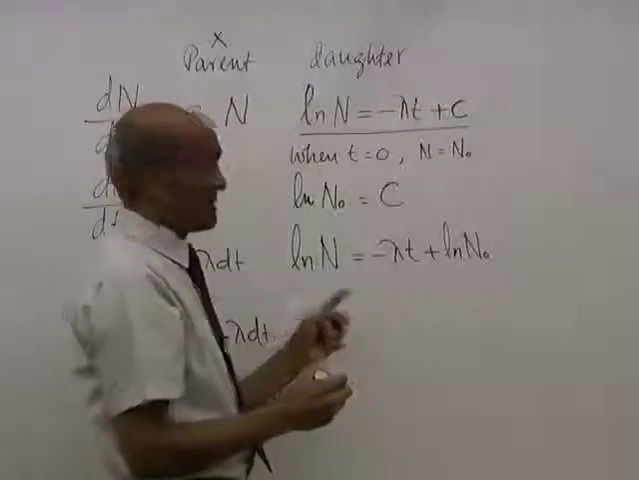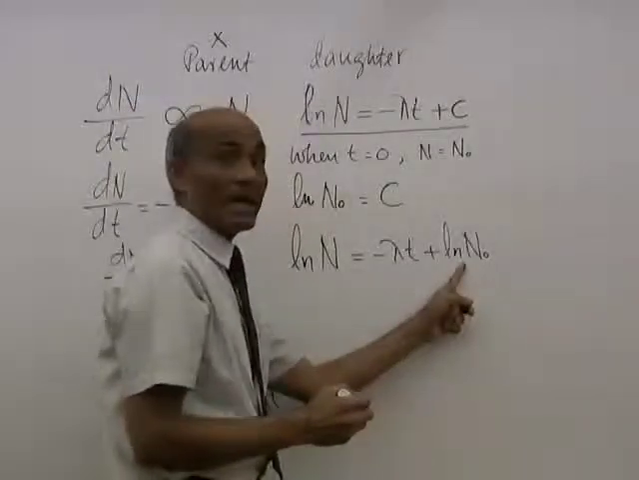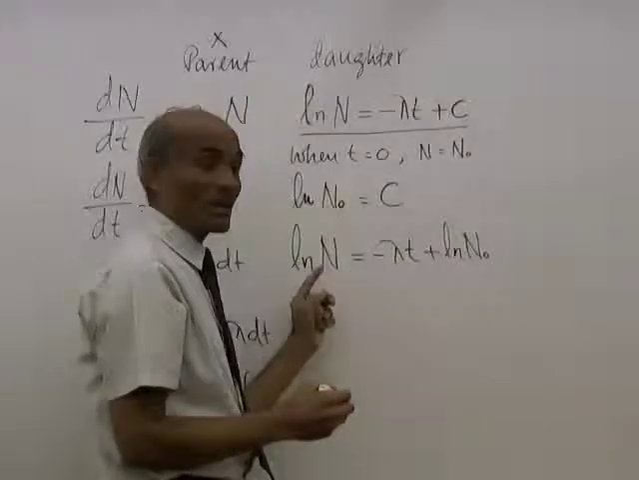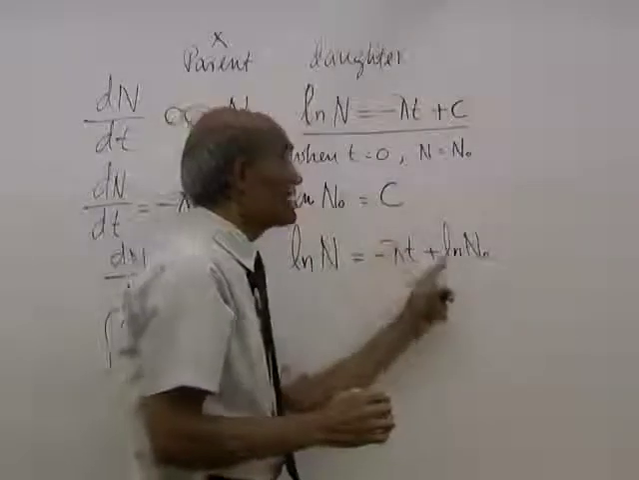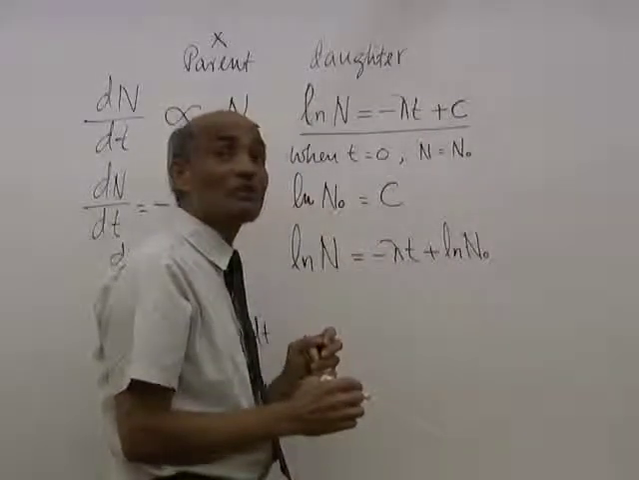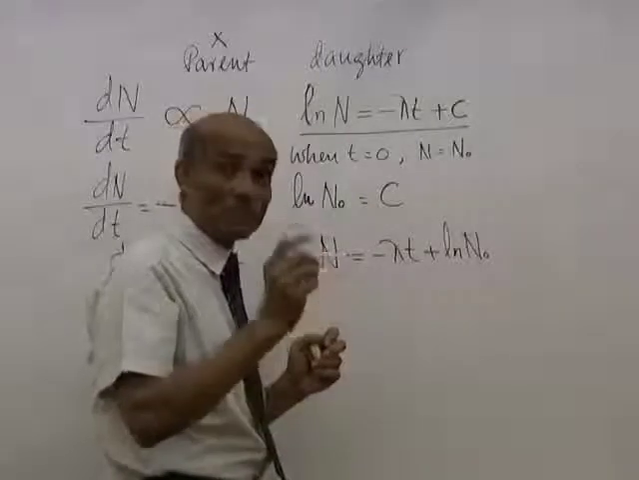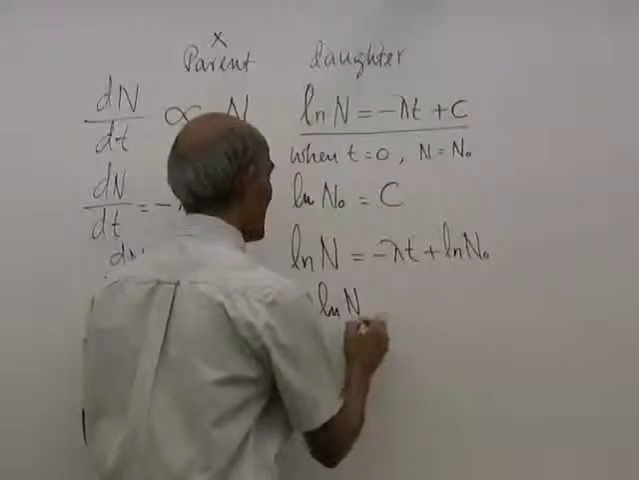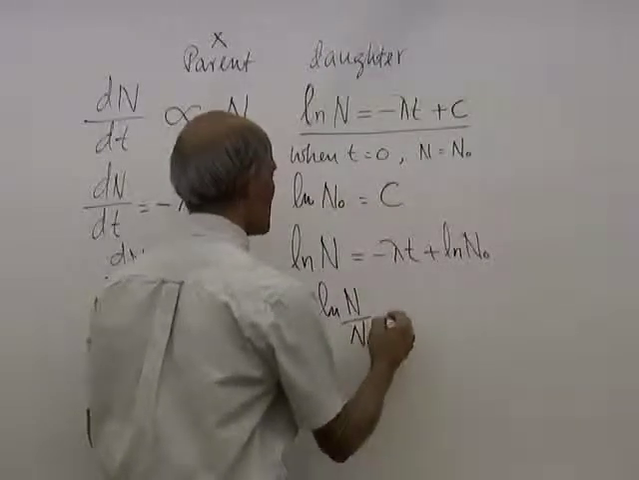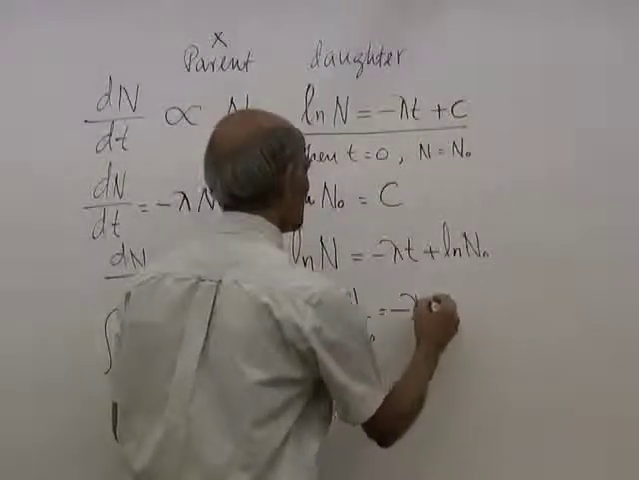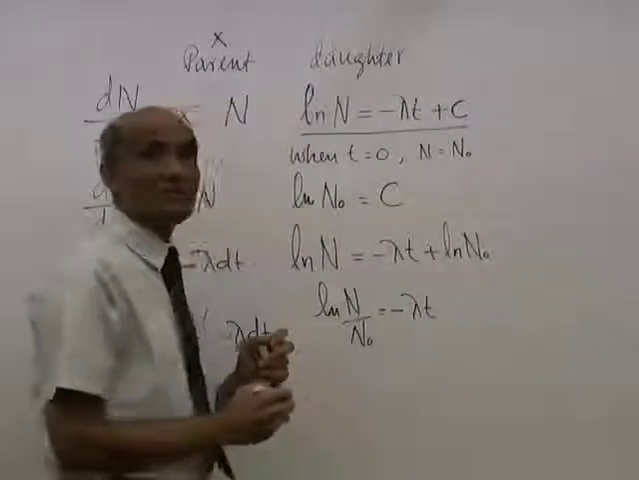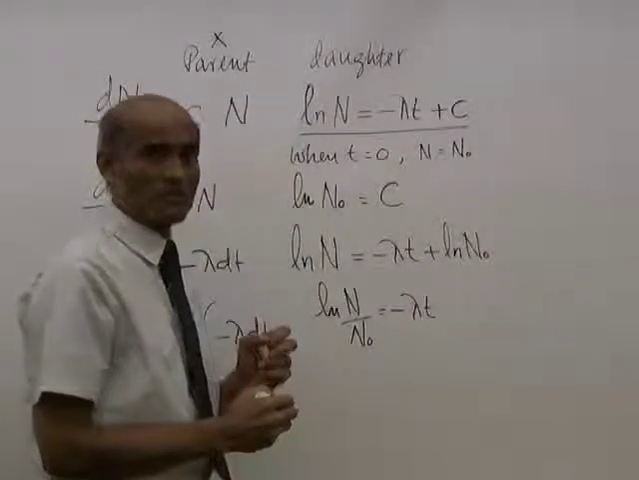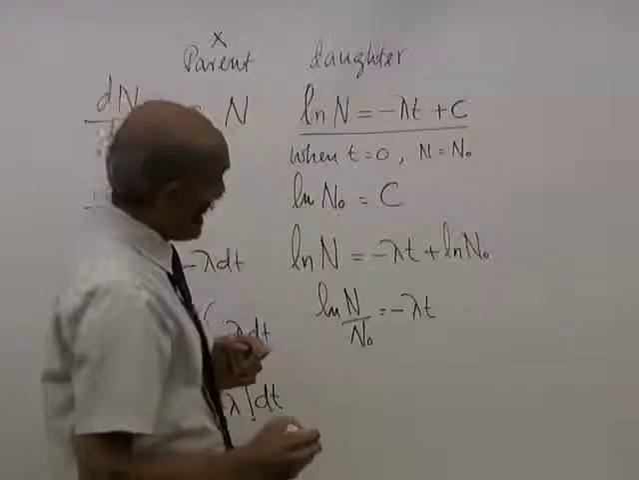Can you simplify that? We can move ln n0 to the left. It will become ln n minus ln n0, or using the properties of logarithm, I can write this as ln n over n0 equal to negative lambda t. That's simple, is that right?